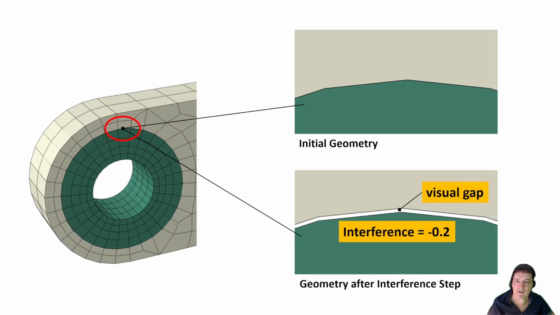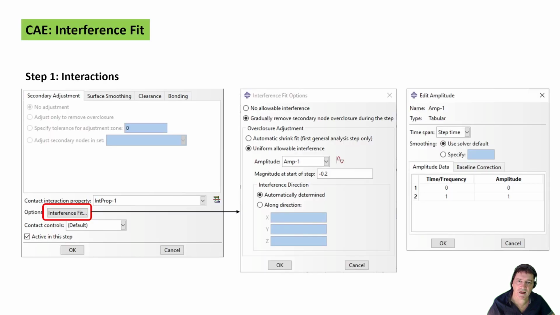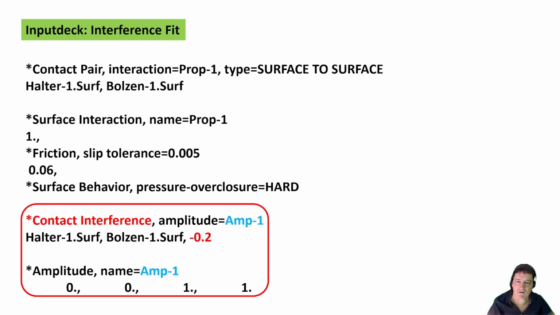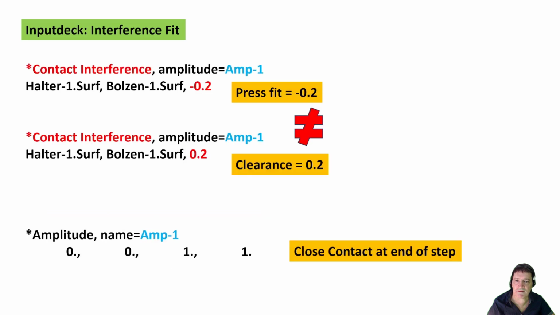In CAE, the value for the interference fit is defined in the interaction menu with the magnitude and amplitude. The keywords in the input deck need the contact pair definition and contact interference, as shown here. It uses an amplitude and a negative value for interference. If the value for the interference is negative, then it defines a press fit. A positive value defines a clearance. The amplitude is required to define a contact closed at the end of the step.